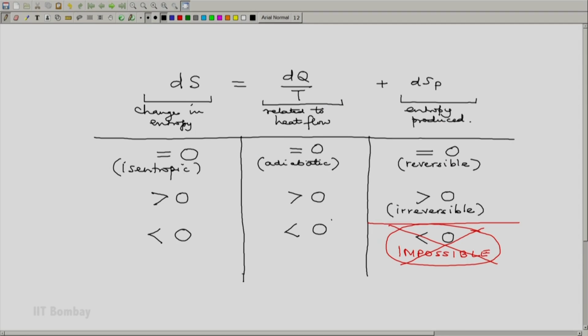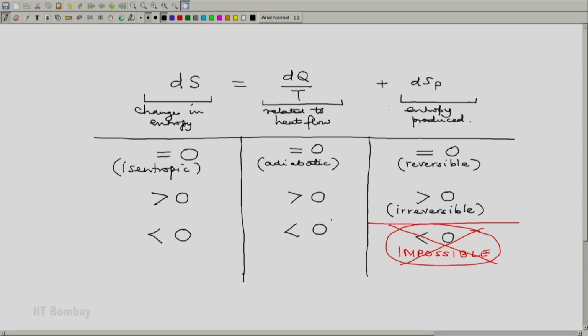Similarly, consider a process which is adiabatic. It only means that dq by T is 0. It does not mean that dS_p and dS are 0. It is possible that dq by T is 0, but dS_p is positive and so is dS. And in that case we have a process which is adiabatic, but which is neither isentropic nor reversible.